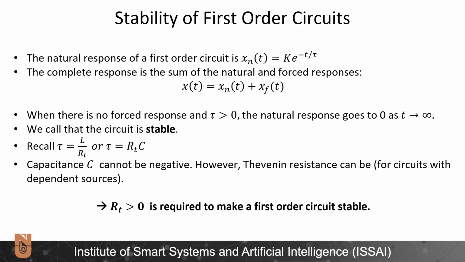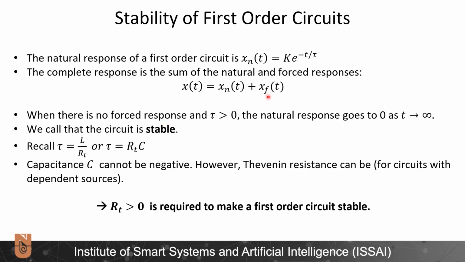And as you might remember, the natural response of a first order circuit is x equals k times e to the minus t over tau. The complete response, on the other hand, is written as two parts: x(t) is equal to the natural response of the system due to the initial conditions plus the forced response of the system due to the inputs.